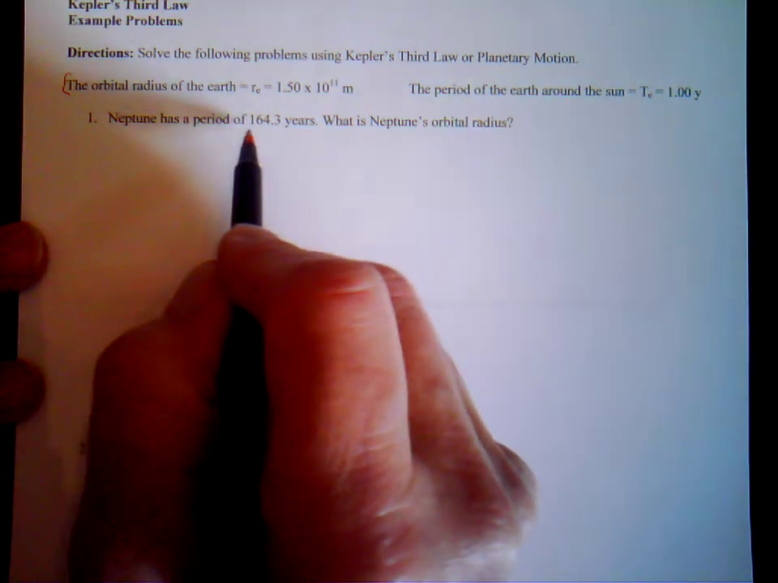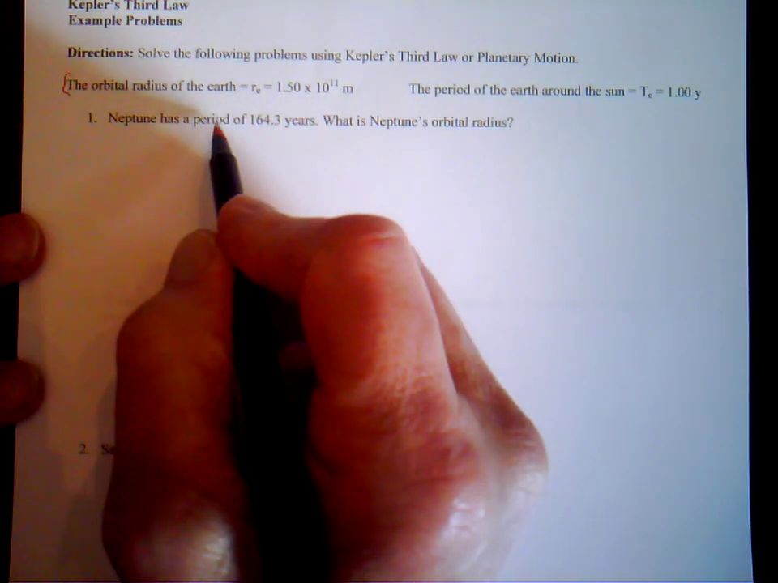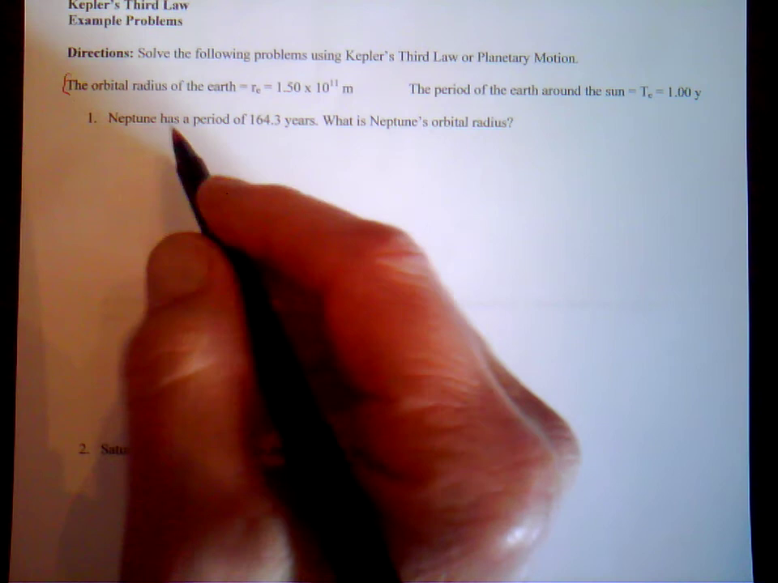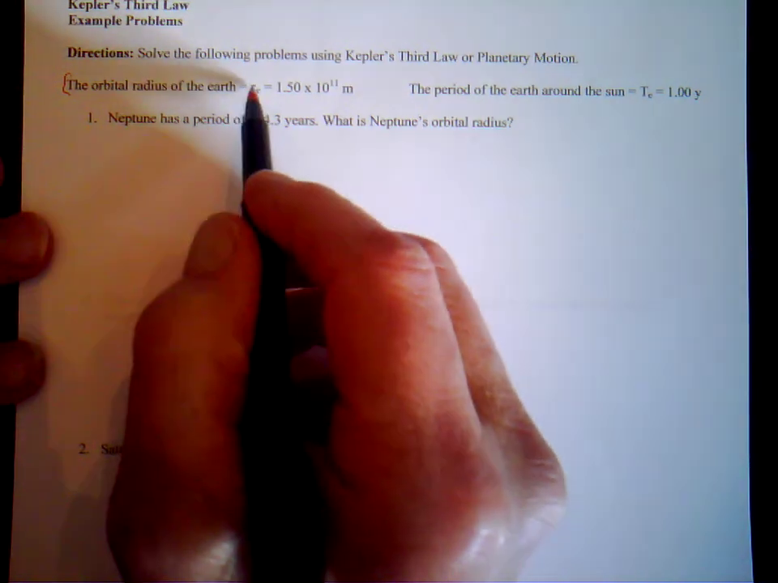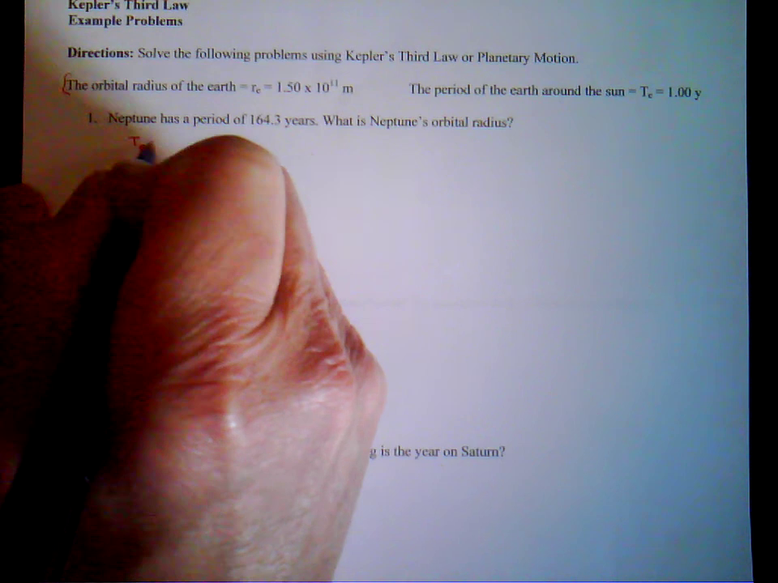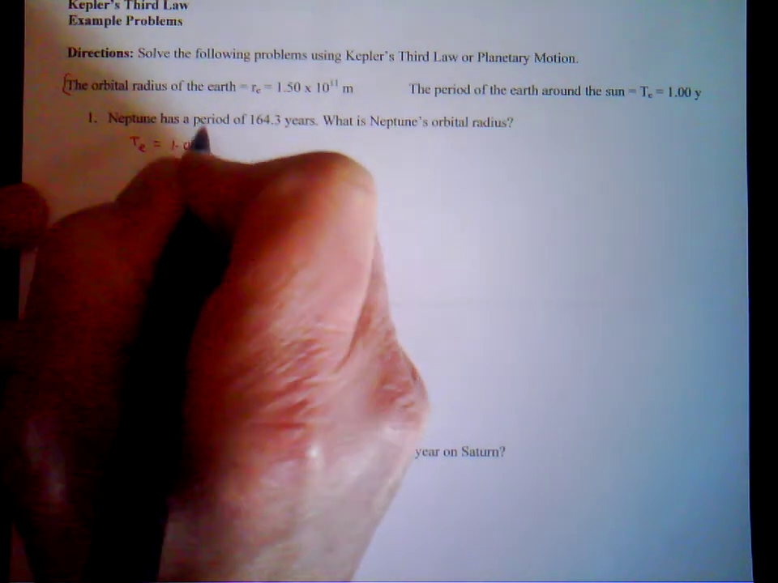Neptune has a period of 164.3 years. What is Neptune's orbital radius? Well, Neptune orbits the sun, so we have to compare it to something else that orbits the sun that we know the information for. Well, that's the Earth. So we're going to put what we know about the Earth. The period of the Earth we know is 1 year. The orbital radius of the Earth is given as 1.50 times 10 to the 11th meters.